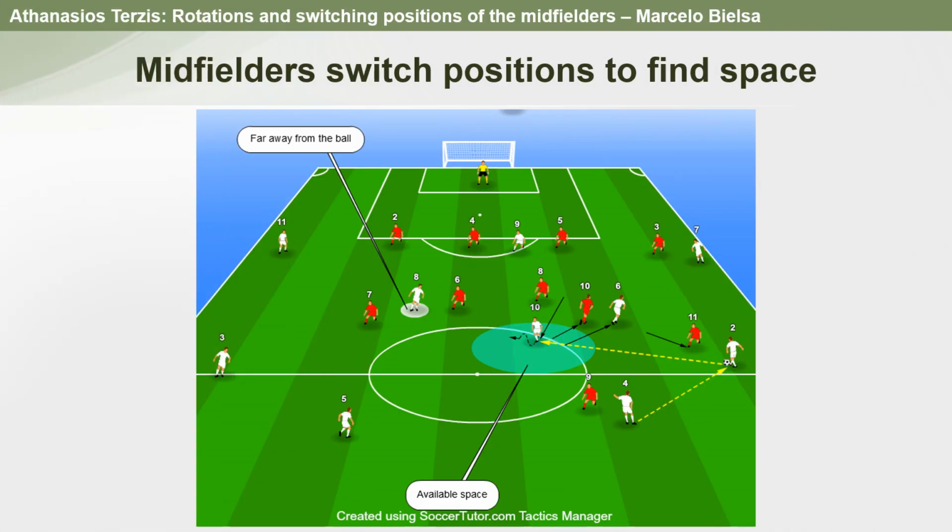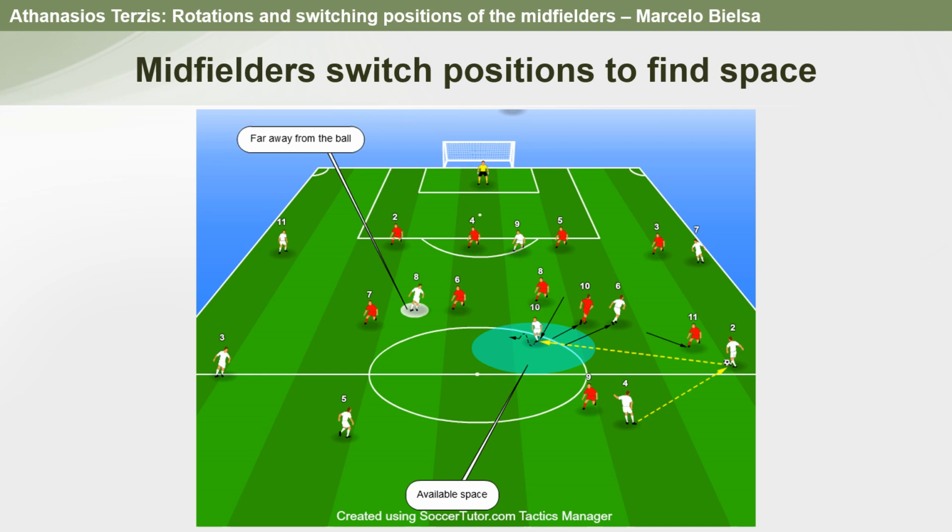An alternative option in order to find available space in a similar situation is the switching of positions between the defensive midfielder and the attacking midfielder of the strong side. This is due to the fact that the attacking midfielder of the weak side, number 8, is away from the ball and it is not possible for him to exploit the space created by number 6.